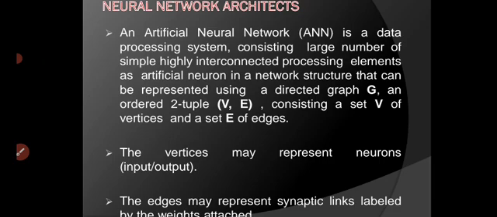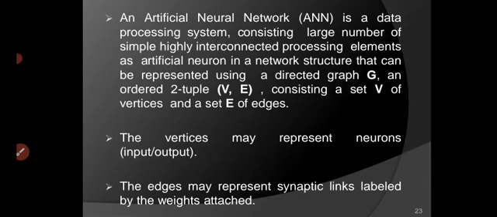The next point is defining the vertices, which may represent neurons, meaning vertices represent input or output. The graph has two components, first input, second output, and the third component is the weight. The edges may represent synaptic links labeled by the weights attached. So the edges E represent the weight.